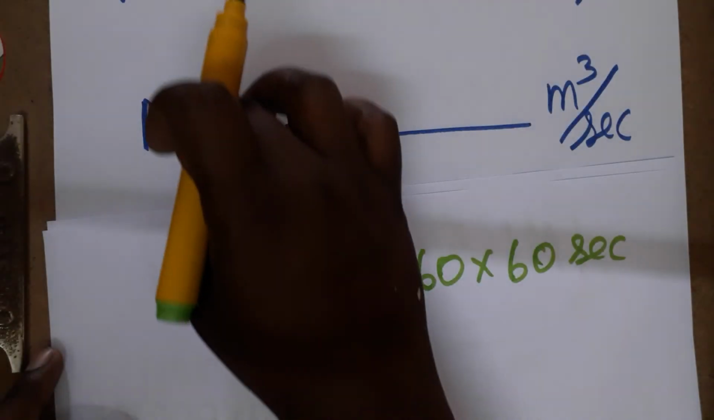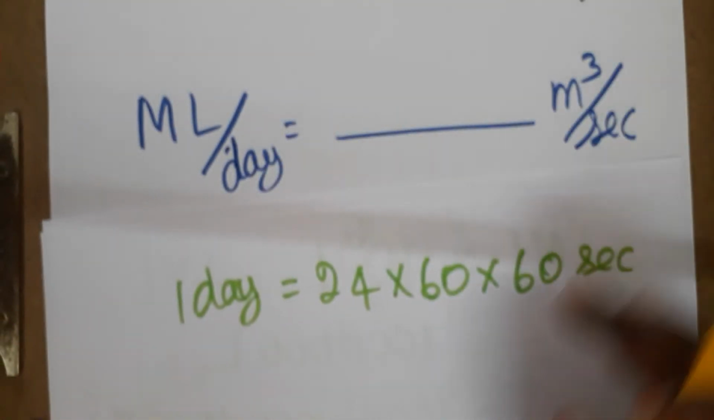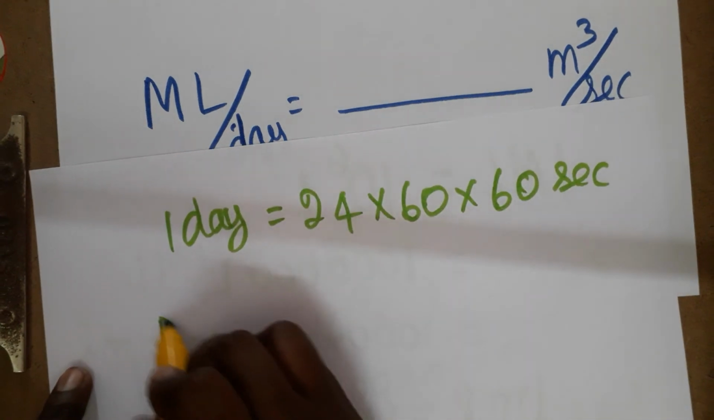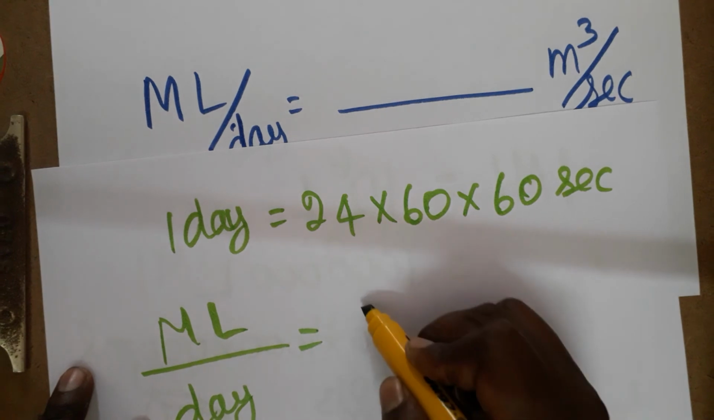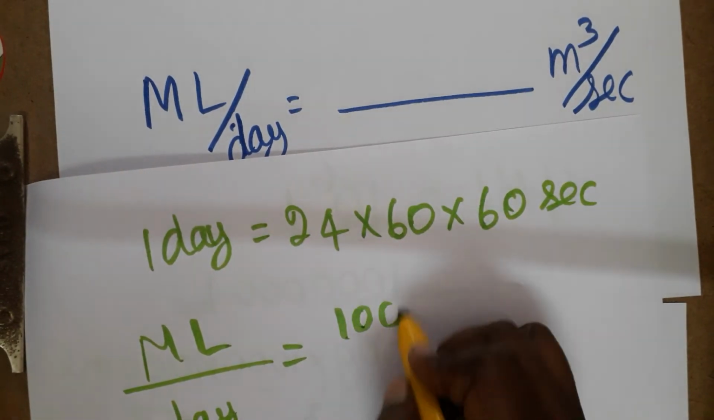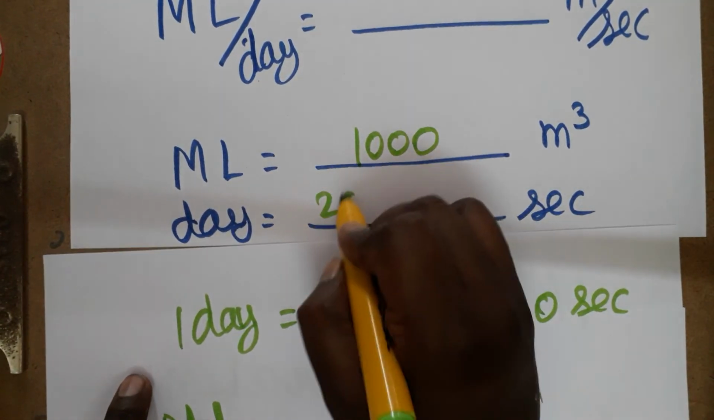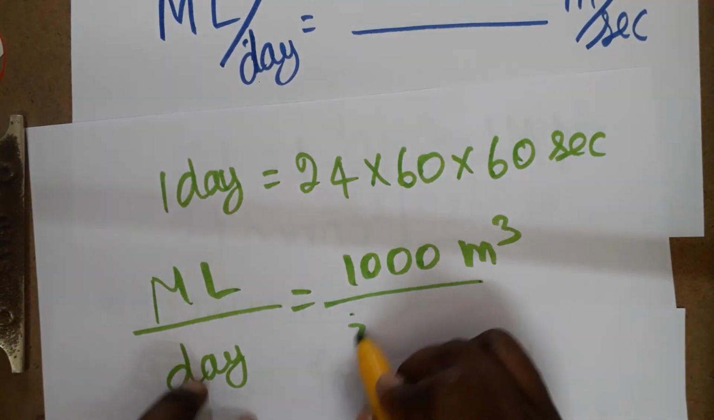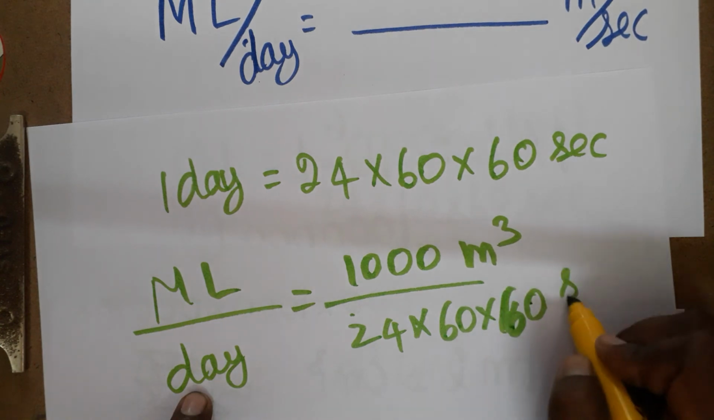Now we are going to convert from megaliter per day to meter cube per second. Okay, it's a very easy conversion. So, megaliters per day. Megaliter is how much we calculated recently? It's 1000 meter cube. 1 day is how many seconds? It's 24 into 60 into 60 seconds. So, divided by 24 into 60 into 60 seconds.